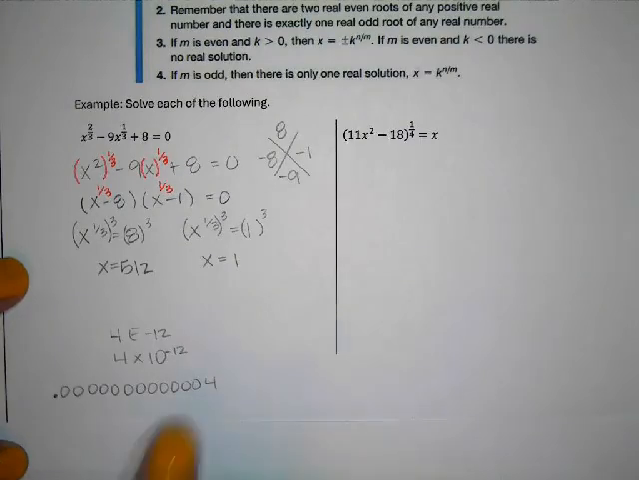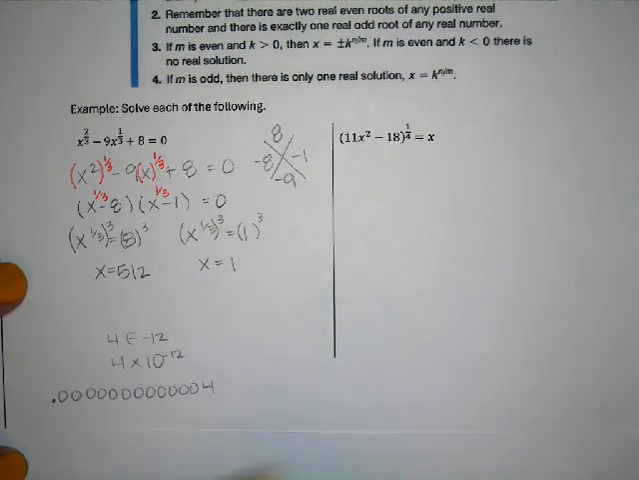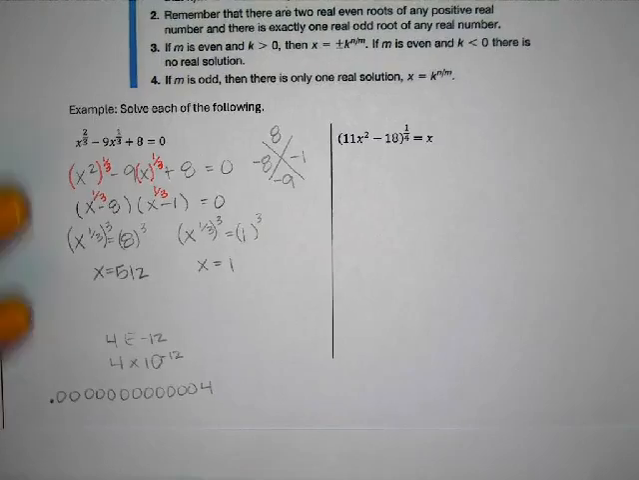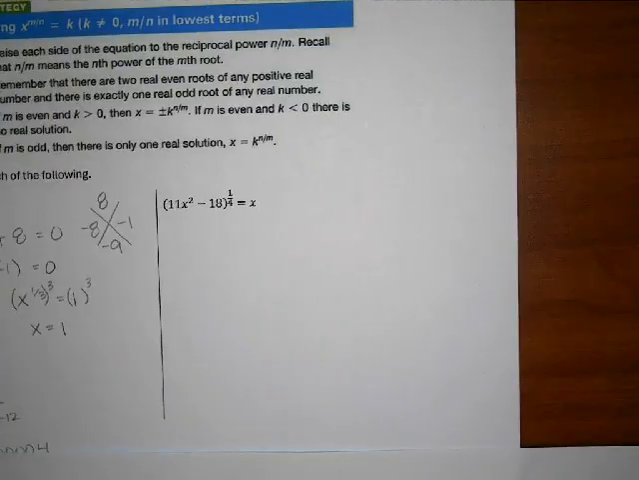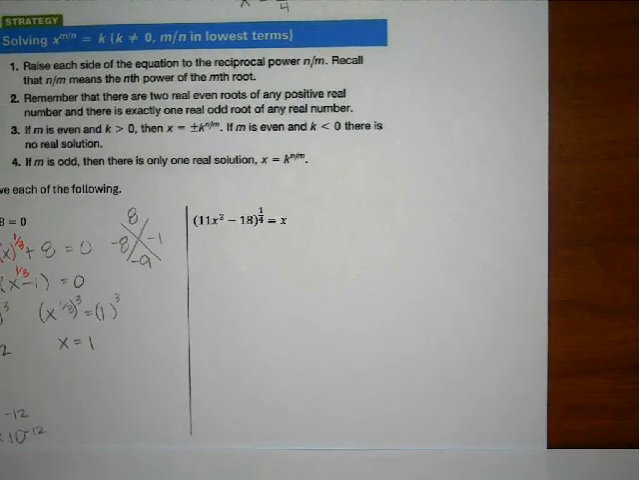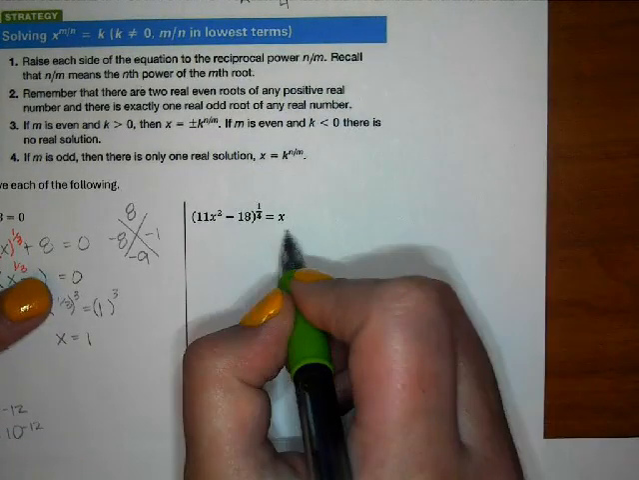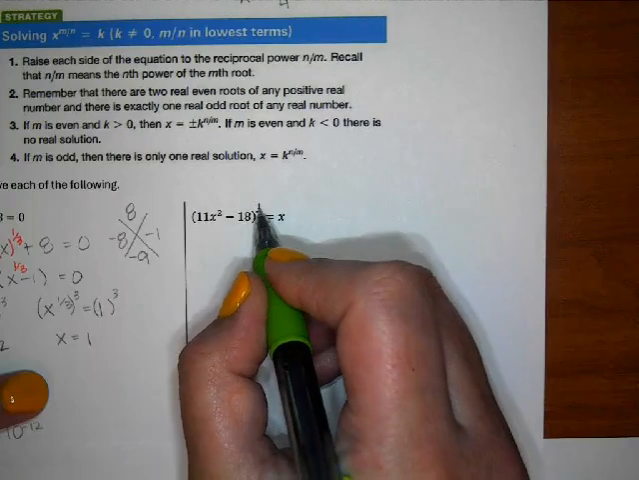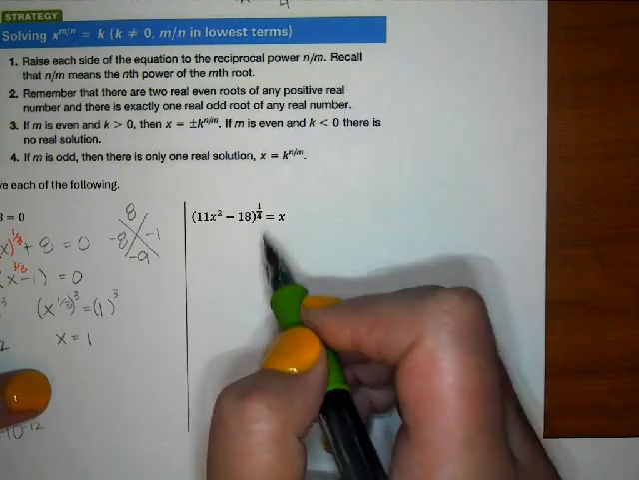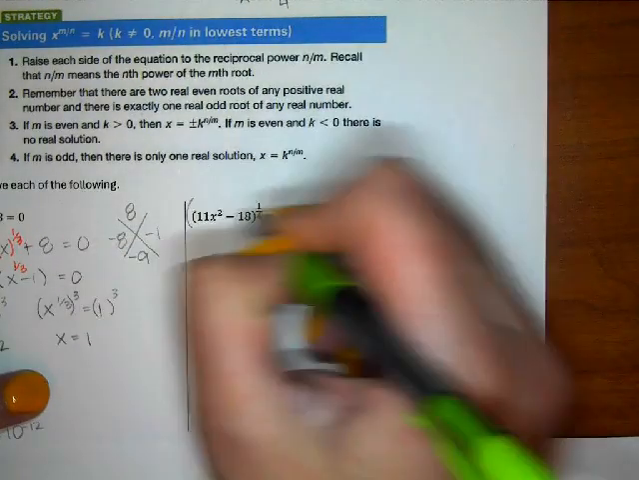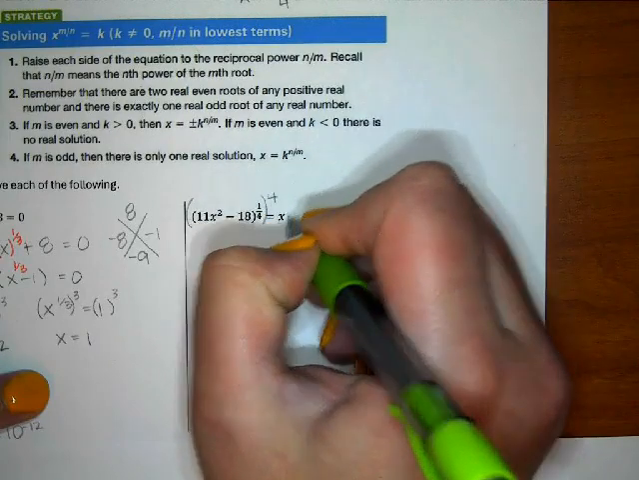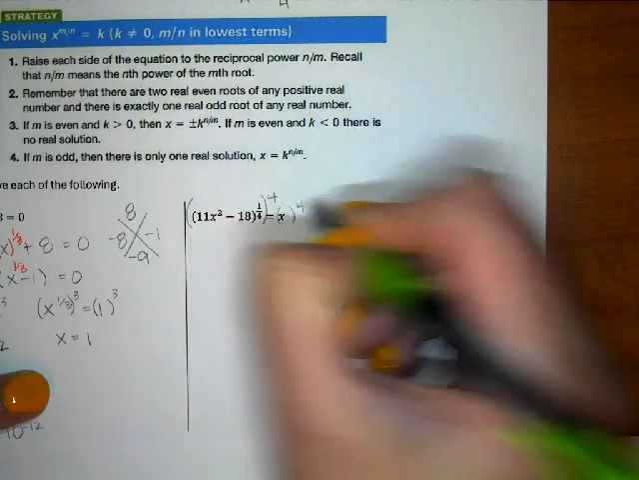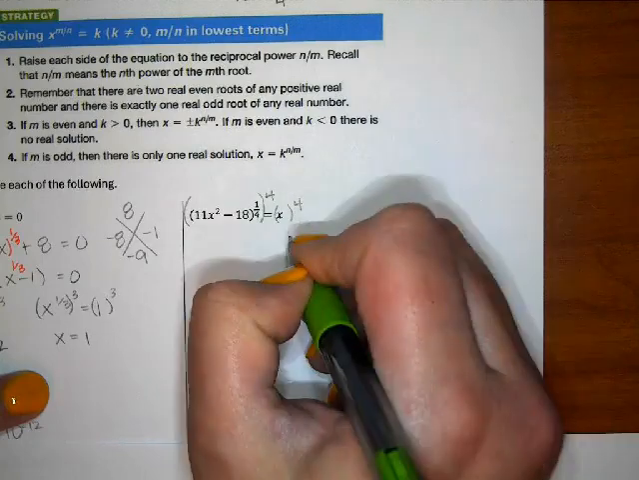Okay, for our next example over here, the second example, we have a 1/4. And so I'm going to go ahead and just raise both sides of this equation to the 4th power. So on the right side, we just have x to the 4th. On the left side, the 4th and the 1/4, those cancel each other out. We're just left with what's inside here. 11x squared minus 18.